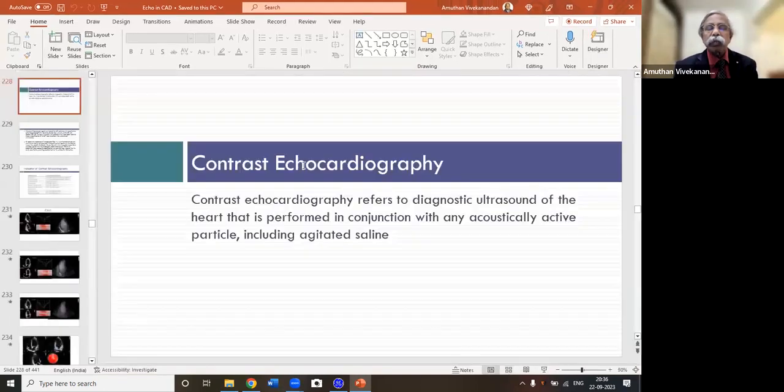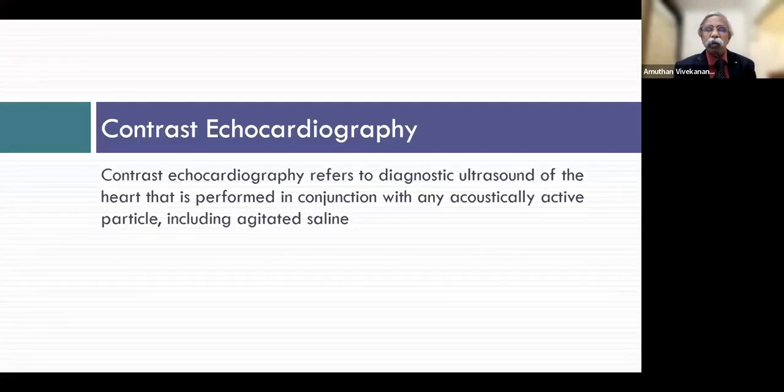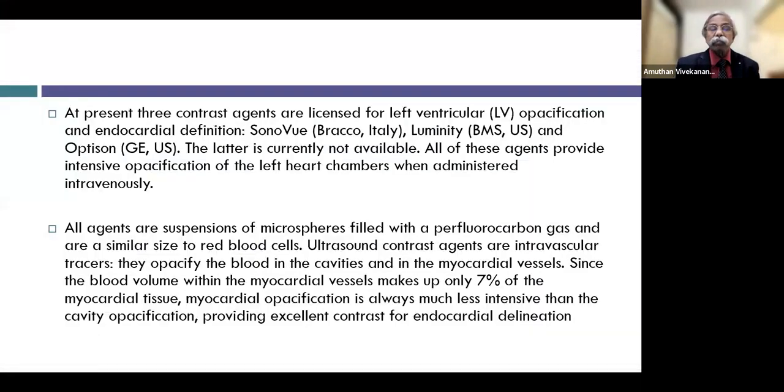After that, we'll see contrast echocardiography. Contrast echocardiography refers to diagnostic ultrasound of the heart that is performed in conjunction with any acoustically active particle, including agitated saline. At present, three contrast agents are available in India: Sonovue, Luminity. Optison is presently not available. The agents are suspensions of microspheres filled with perfluorocarbon gas, and are similar in size to RBCs. Ultrasound contrast agents are intravascular tracers. They opacify the blood in cavities and in myocardial vessels. Since the blood volume within the myocardial vessels makes up only 7% of the myocardial tissue, myocardial opacification is always much less intense than the cavity opacification.